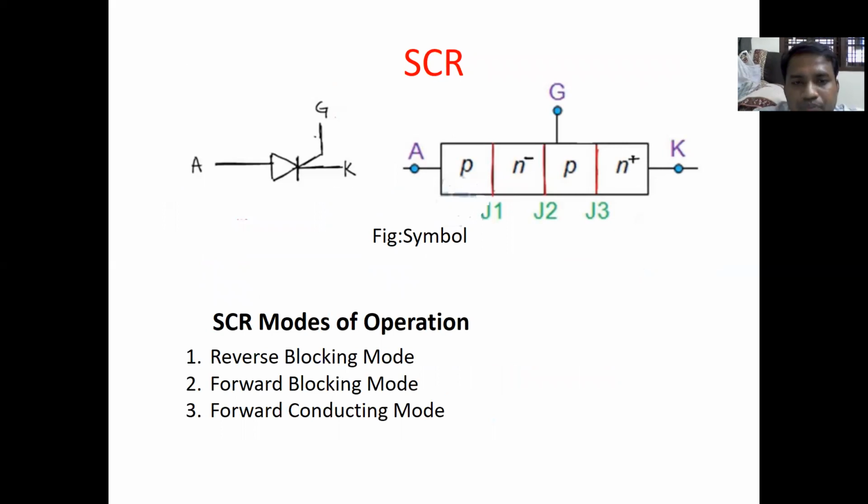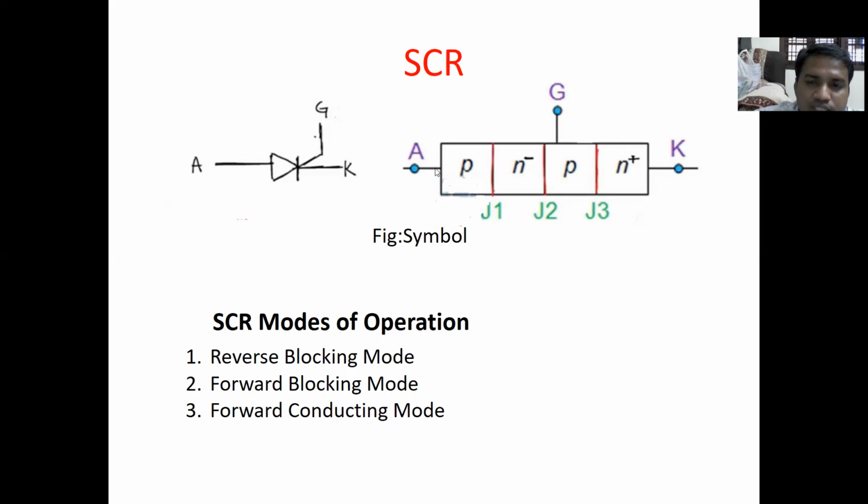Now coming to the basic device in the thyristor family, we are going to discuss the silicon controlled rectifier. In the SCR, we know already about the diode, which has an anode and a cathode, and here an extra element is there, that is the gate. So what is the use of the gate? I will explain it in the modes of operation. In the third mode, you are going to know the main usage of the gate.